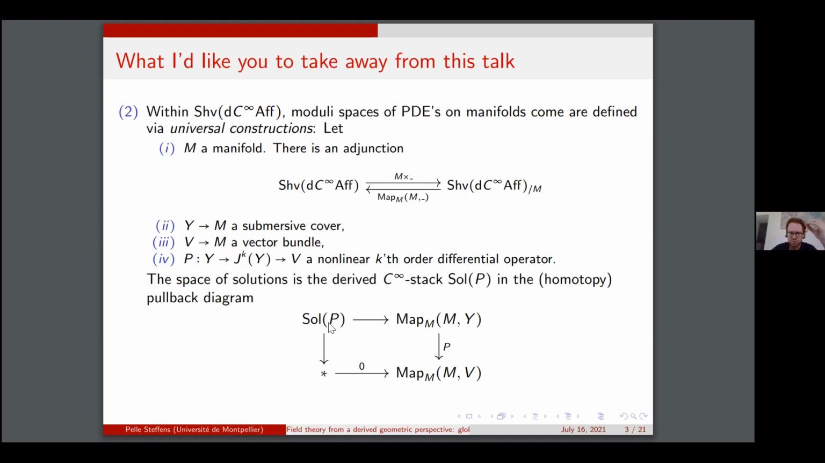Mm-hmm. Yeah, so being smooth at a point means you're smooth in a neighborhood of the point. And before you had this representability result, you had no idea what this is, just some arbitrary sheaf. I see. I hope that makes sense. Yeah. Thank you.